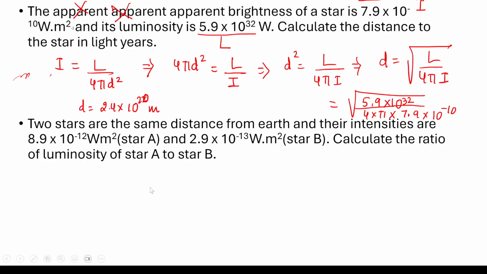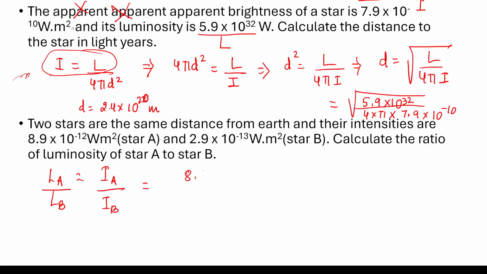Two stars are the same distance from Earth. Okay, so now the distance is same, but their intensities differ, and star A is brighter. So obviously, who has higher luminosity? Because the distance is same, whoever is brighter has higher luminosity. So the luminosity of star A to the luminosity of star B, you see, they're directly proportional. So I'm going to write intensity of star A divided by intensity of star B.